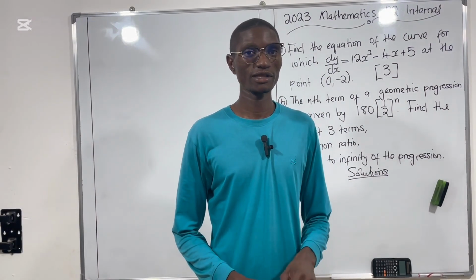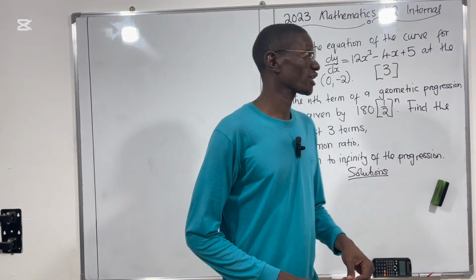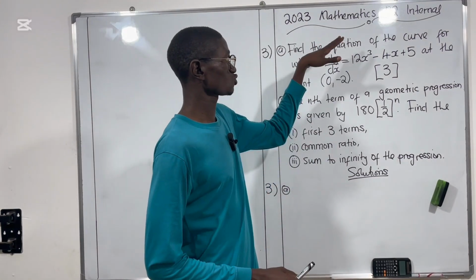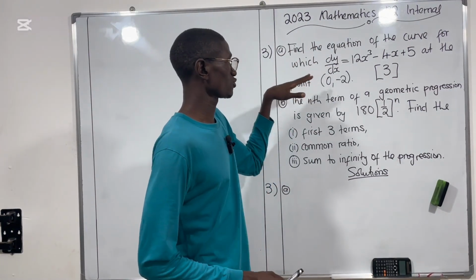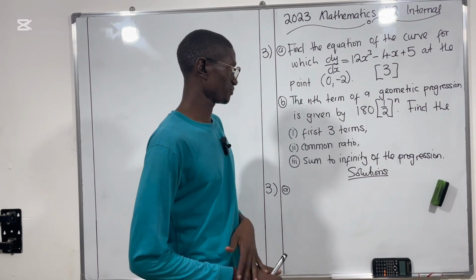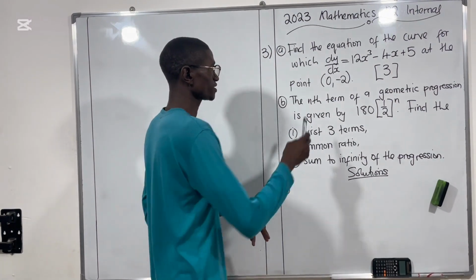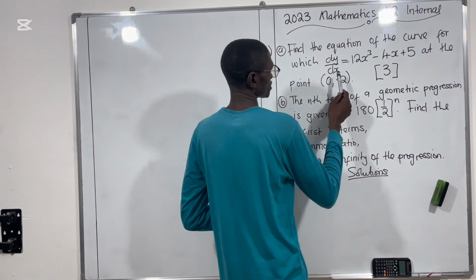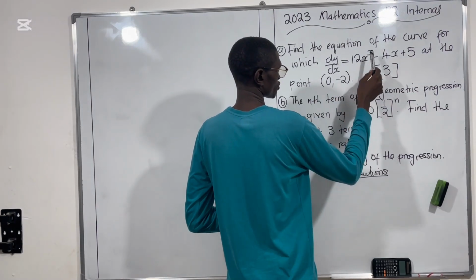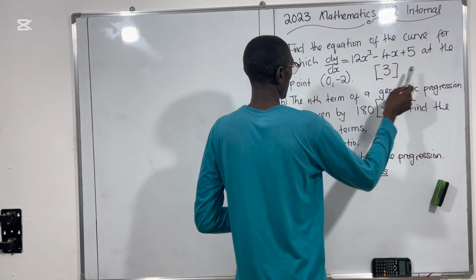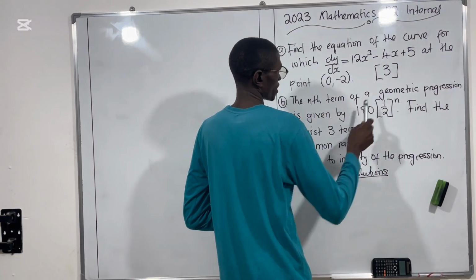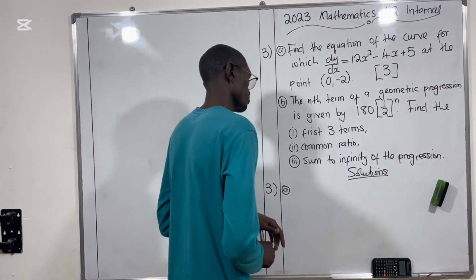We continue with our series of videos meant to help the grade 12s as they are preparing for their Mathematics Paper 2 exams. We are currently solving Mathematics Paper 2 Internal, Section A, and we are now on question 3. The question says, find the equation of the curve for which dy/dx is equal to 12x cubed minus 4x plus 5 at the point (0, -2), and this question carries 3 marks.